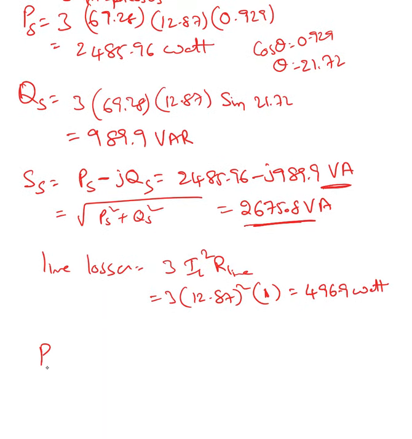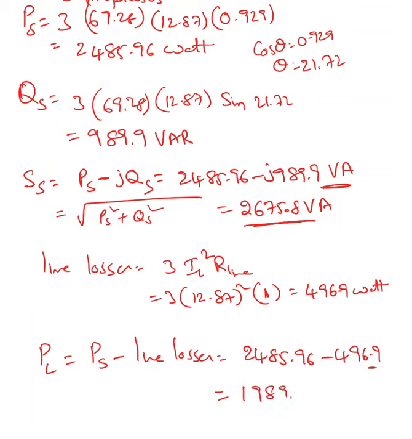So P load must be P source minus line losses. Okay, so that value must be 2485.96 minus 496.9. That will give us the power consumed by the load. That is 1989.04 watt.